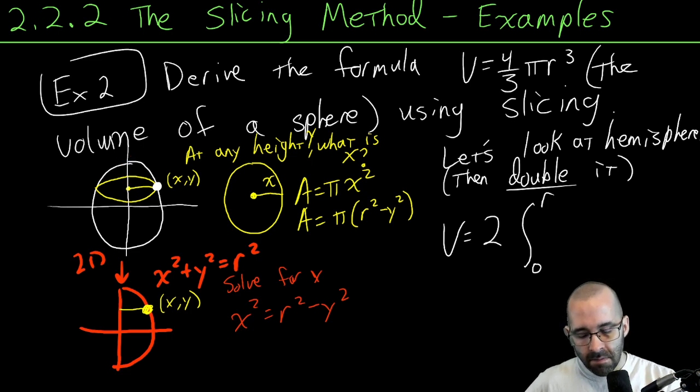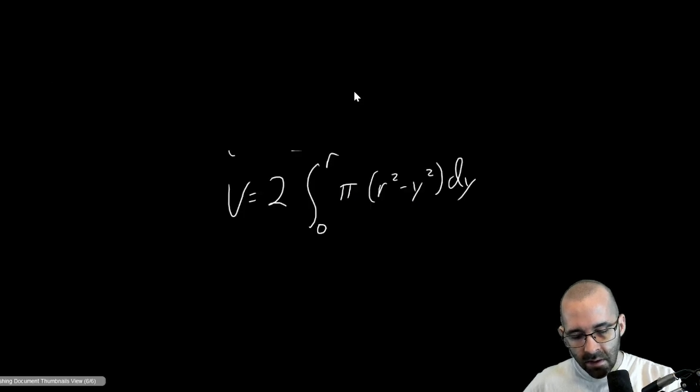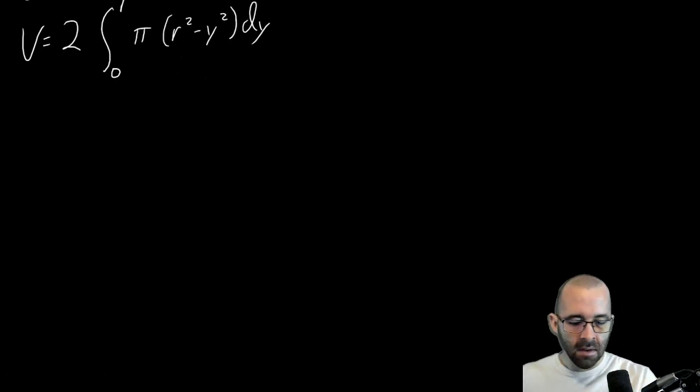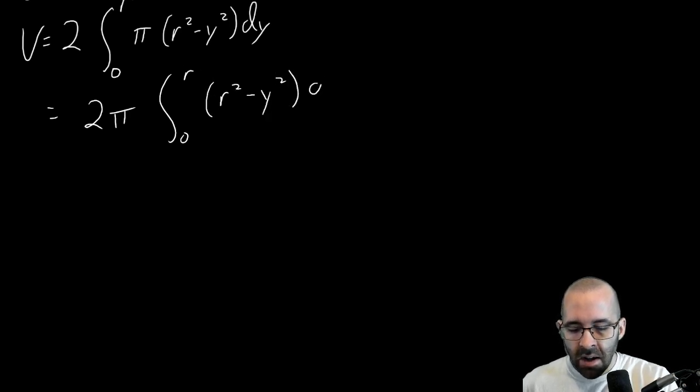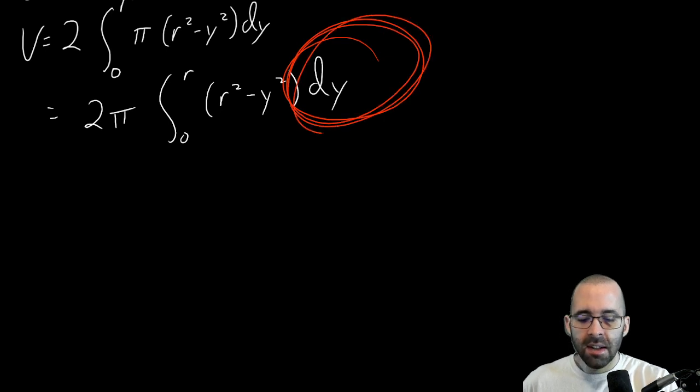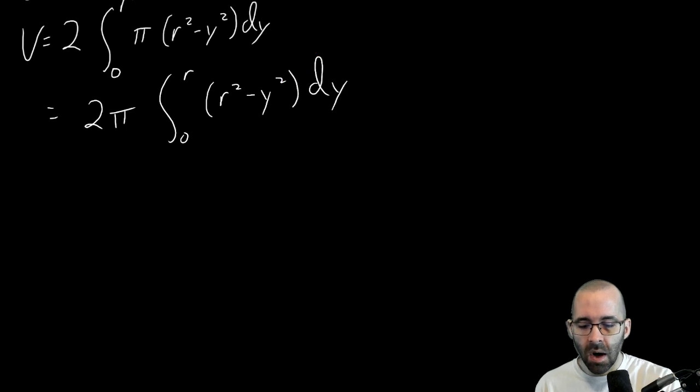And then what is the area? The area is pi times r squared minus y squared dy. And now we just integrate. So if we do that, let's take the pi out in front. We get the integral from 0 to r of r squared minus y squared. Again, this dy right here is really important. r is just a number. We're integrating all of this with respect to y, so taking the antiderivative with respect to y.